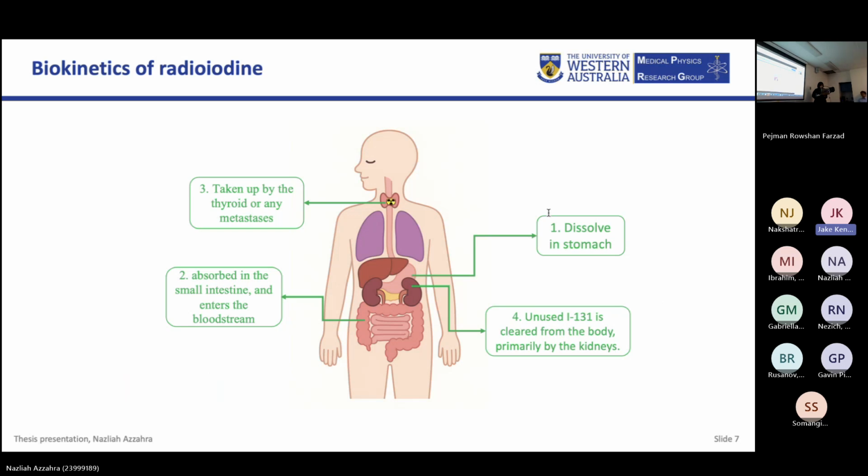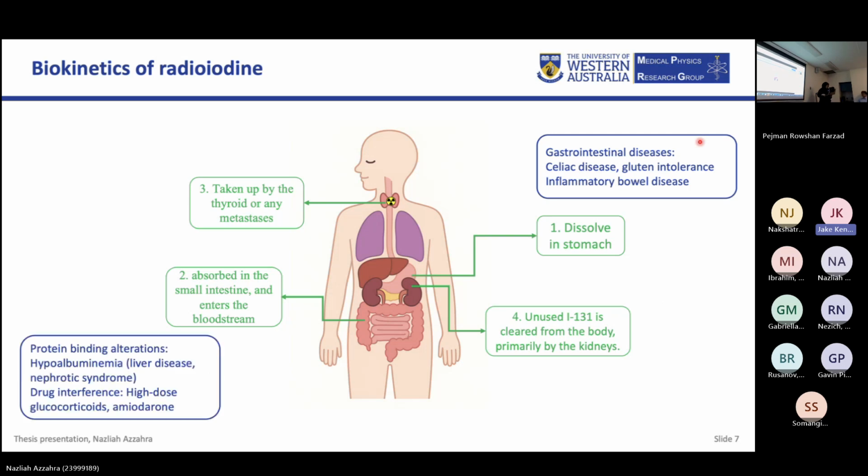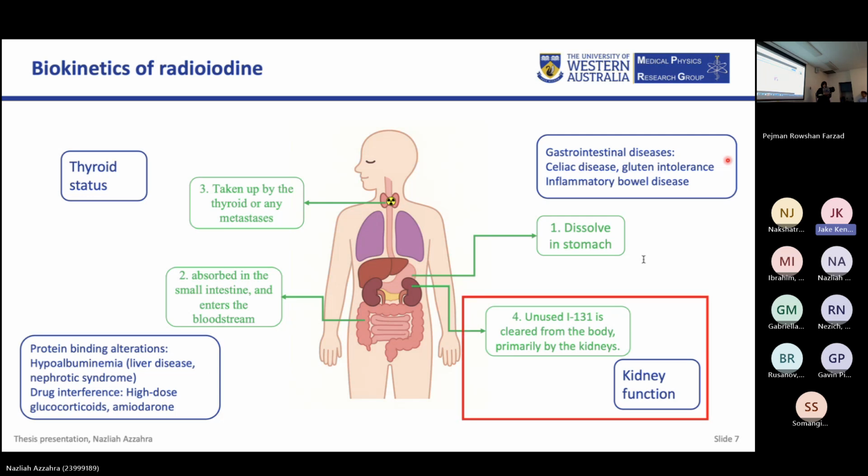For example, if the patient has a GI disease like celiac or any gluten intolerance, it will reduce the absorption, and also the drug consumption will be affected. Then there is how the blood will distribute the iodine, and finally the excretion step depends mostly on the kidney function. This thesis will only focus specifically on the fourth step, which is the kidney function.